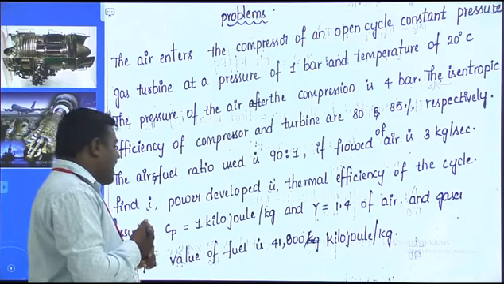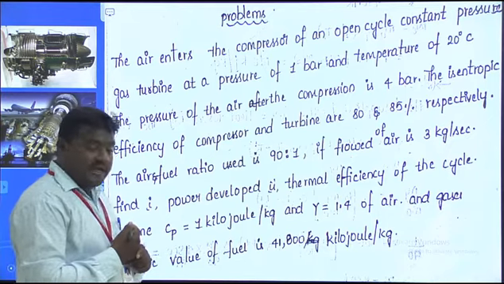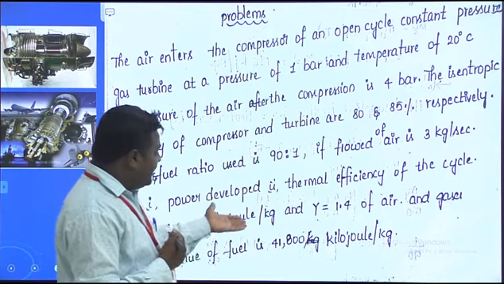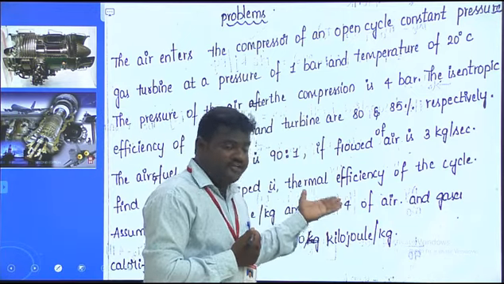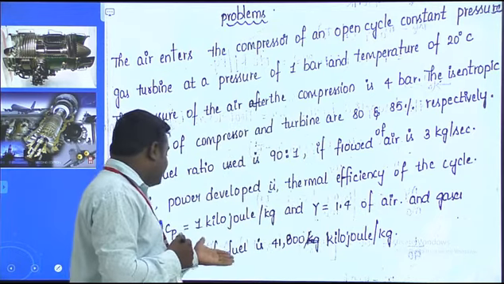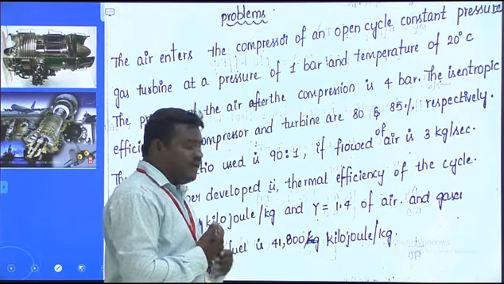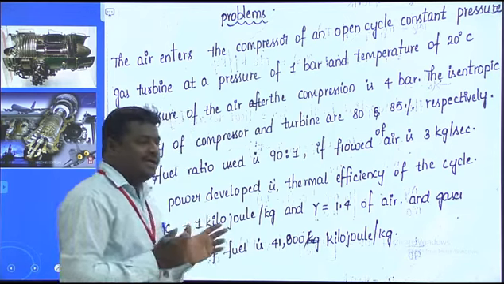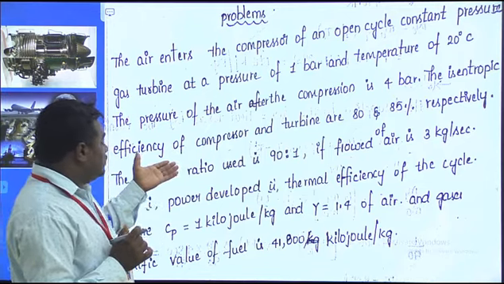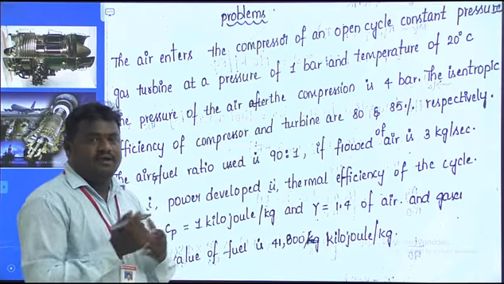We have to assume some standard values: Cp equal to 1 kilojoule per kg K and gamma equal to 1.4, the constant values for air and gases. The calorific value of fuel is 41,800 kilojoule per kg. First of all, read the problem once or twice, because whenever you read it two or three times, you will understand the problem. So first of all, what is given.